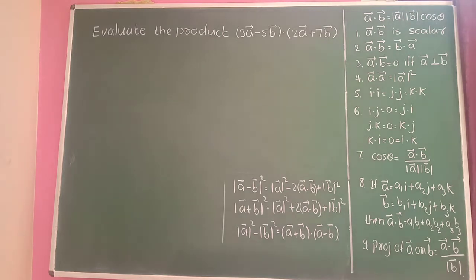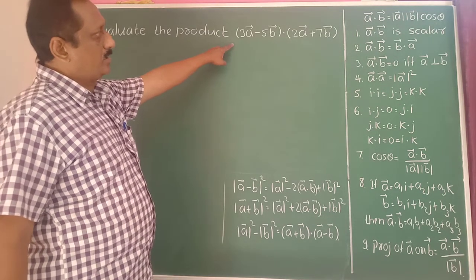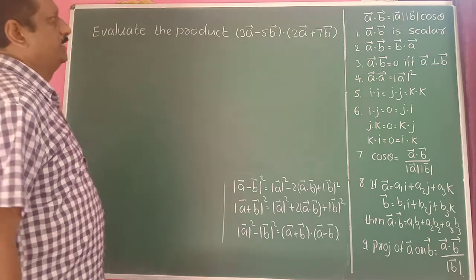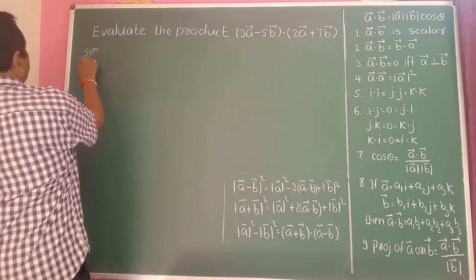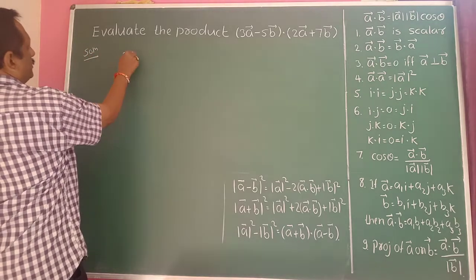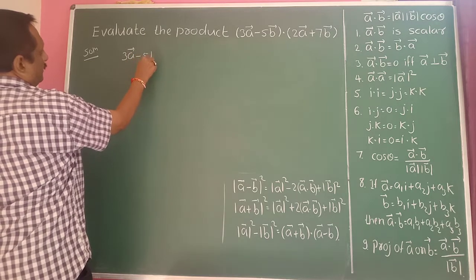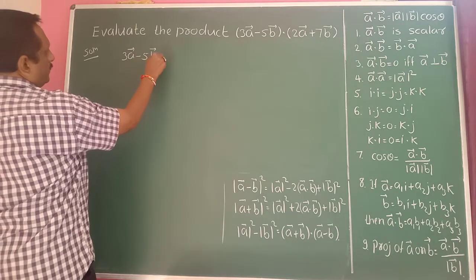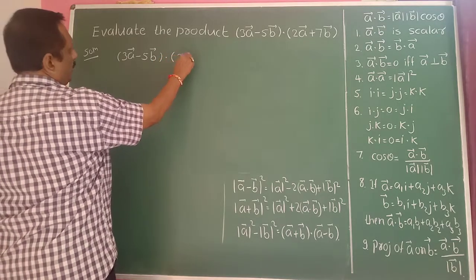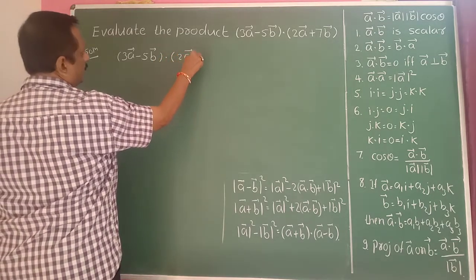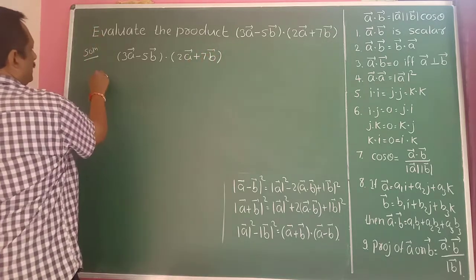So evaluate the product of 3 A bar minus 5 B bar dot 2 A bar plus 7 B bar. So take your solution here. So 3 into the vector A bar minus 5 into the vector B bar, dot of 2 A bar plus 7 into the vector B bar.